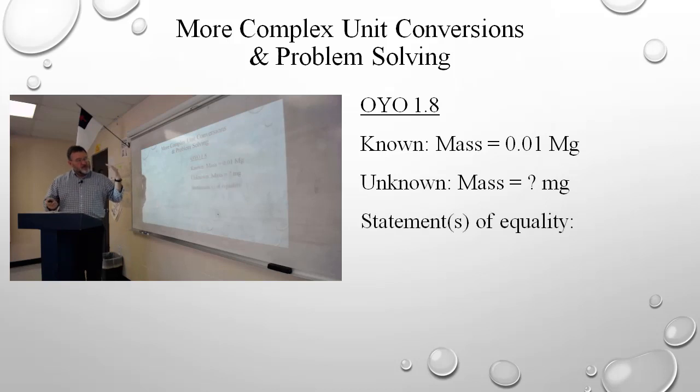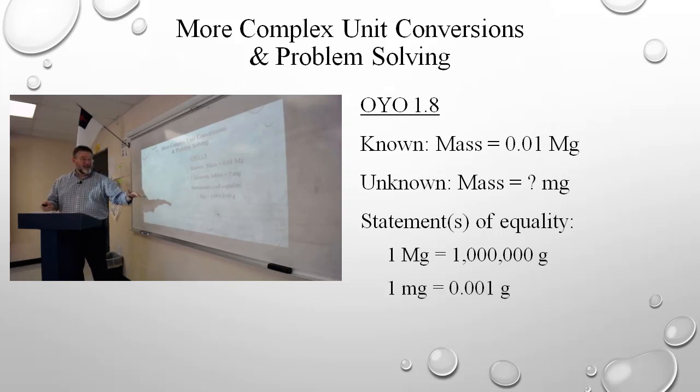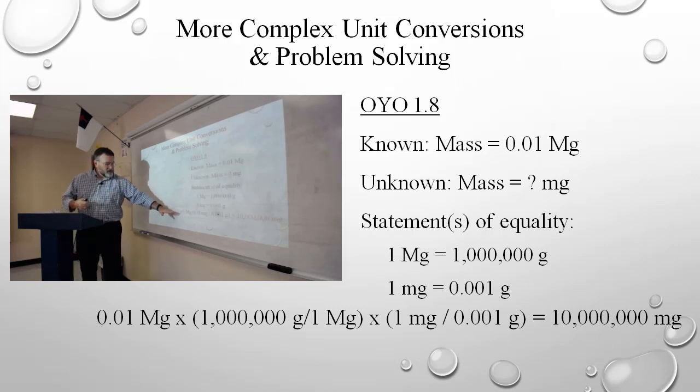Because of the prefixes, we can very quickly come up with statements of equality and use that for the conversions. So, my statements of equality include that 1 megagram is equal to 1 million grams. And that 1 milligram is equal to 1/1000th of a gram. Knowing those two statements of equality, I can now create two conversion factors to translate from the language of megagrams to the language of milligrams.